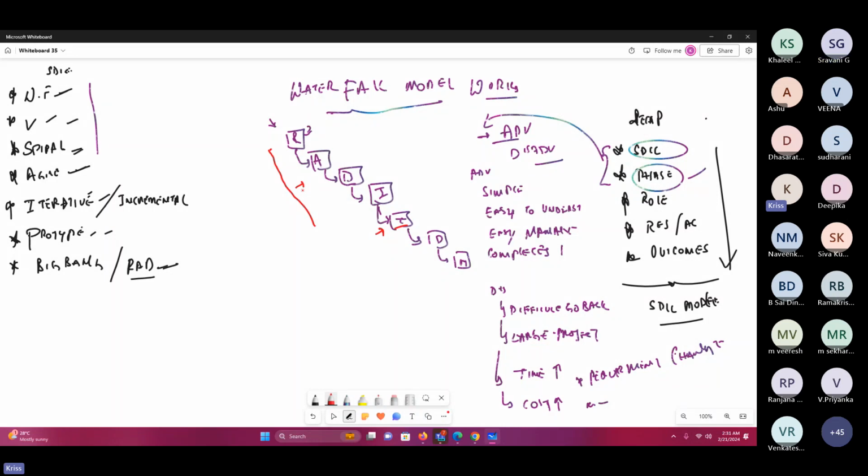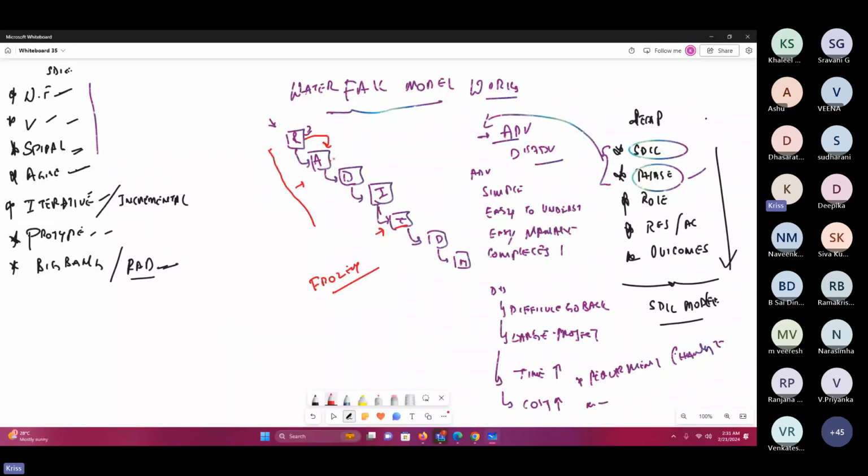Now, let me give you the first overview of this SDLC. See, now I got the requirements. Once the requirements are frozen, then I'll go only for the analysis. Until the requirements are frozen, see, the most important thing is that the requirements are frozen.